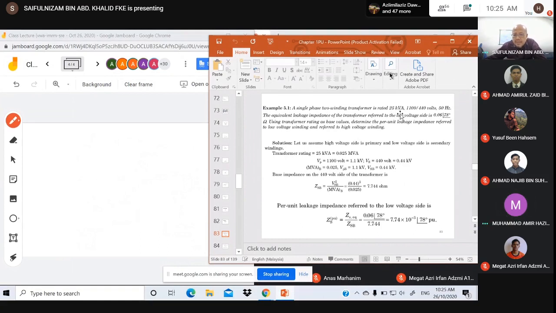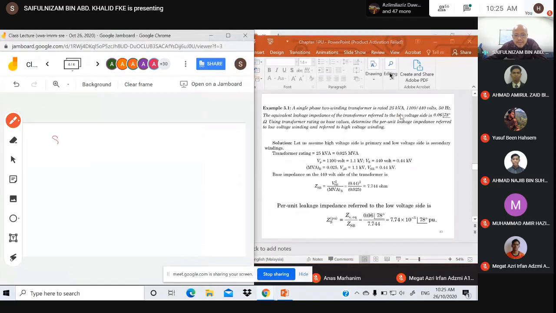This is one phase, right? Because it is a single phase two winding transformer. So the single phase apparent power is 25 kVA. One phase, not three phase. And then 1100 or 1.1 kV to 440 volt.